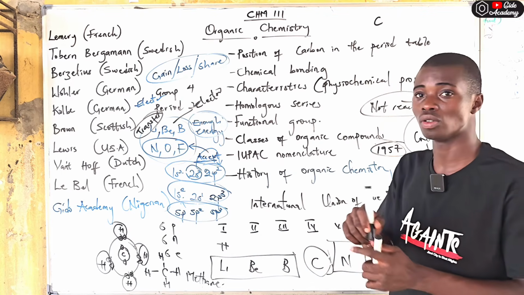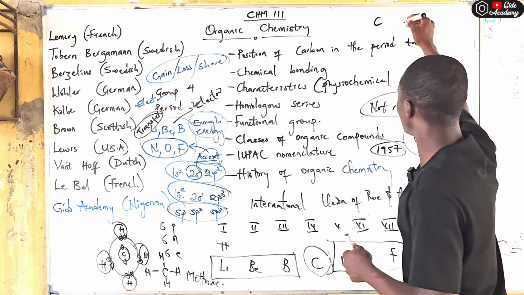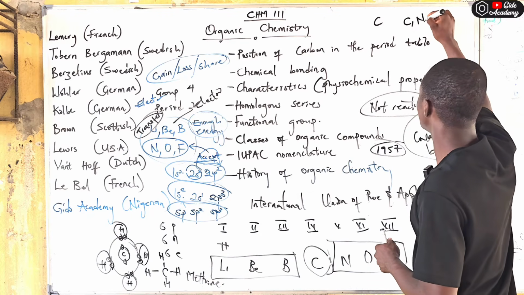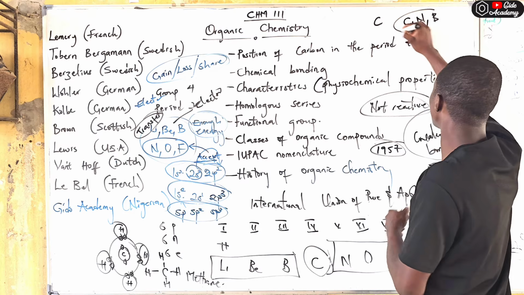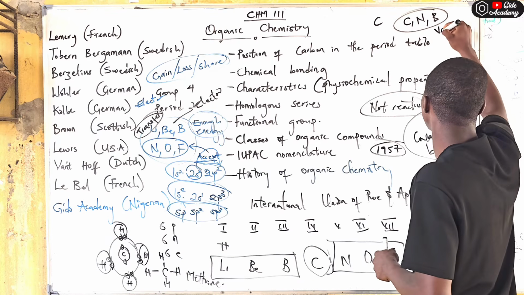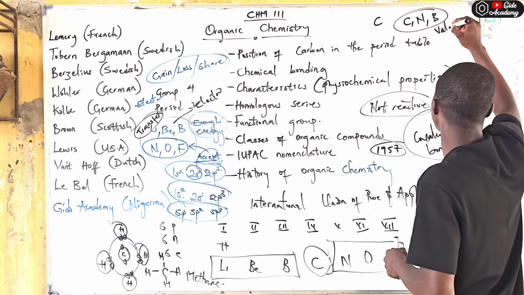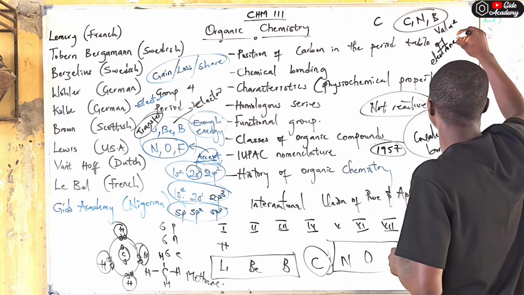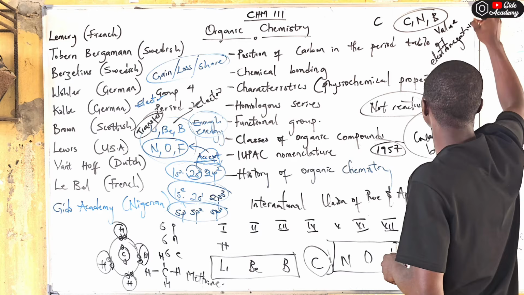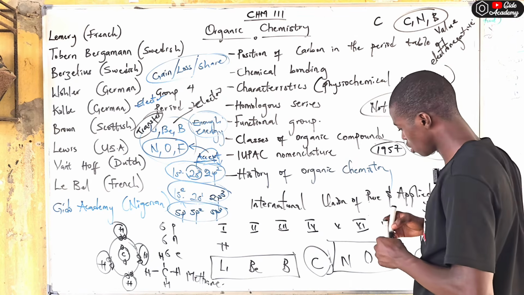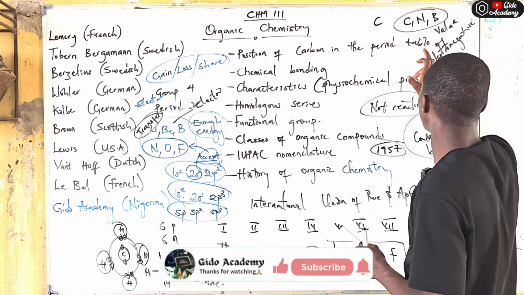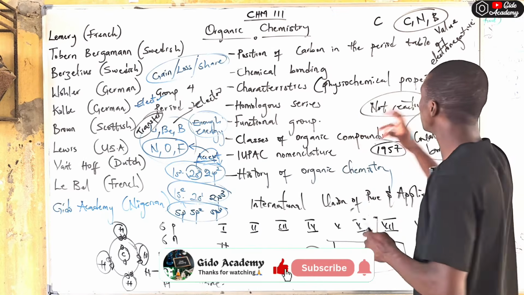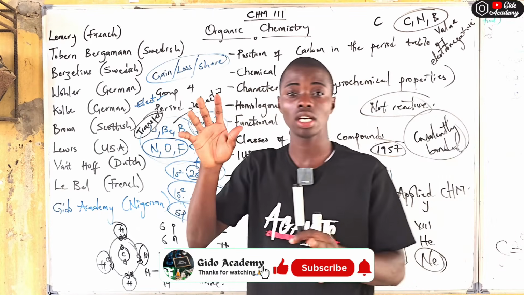But I have a question for you. Carbon, nitrogen, and boron. Which of them has the highest value of electronegativity? Please, if you know the answer, drop it in the comment section. Carbon, nitrogen, and boron. Which of them has the highest level of electronegativity?